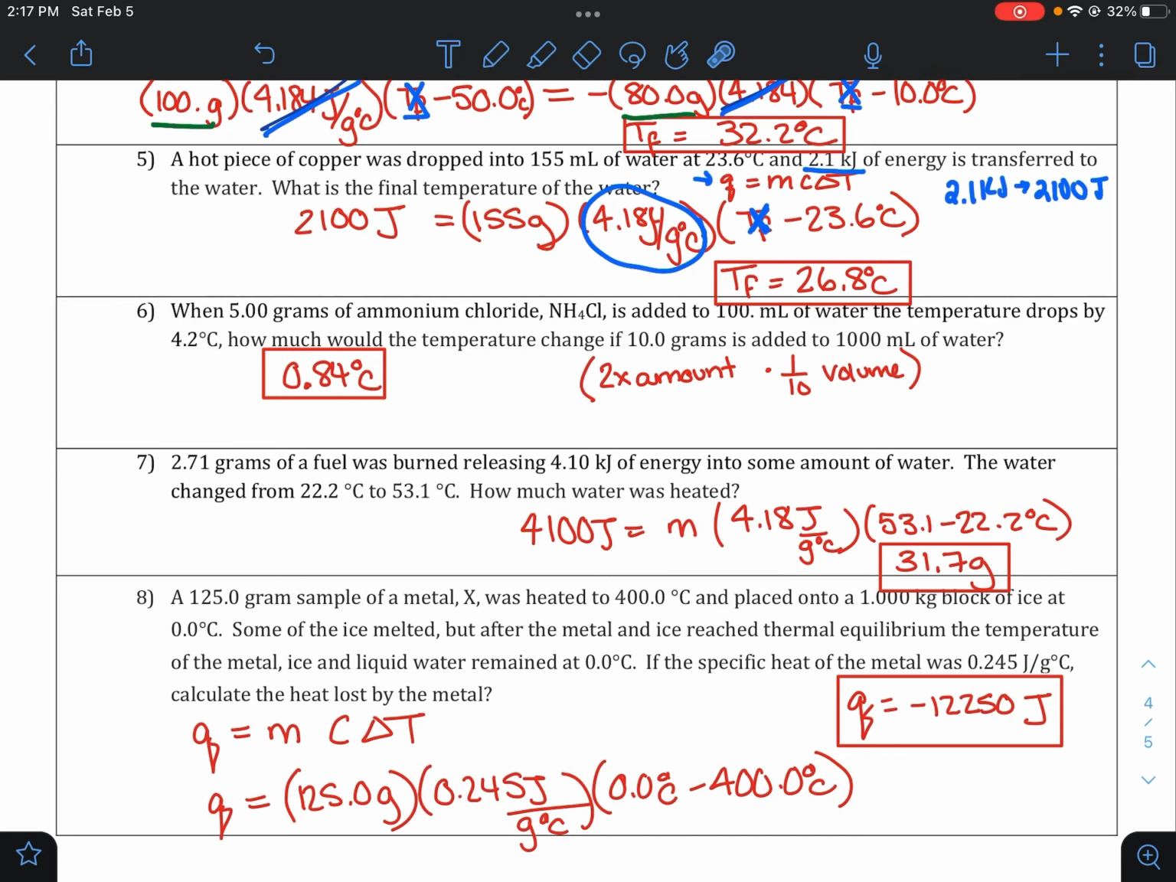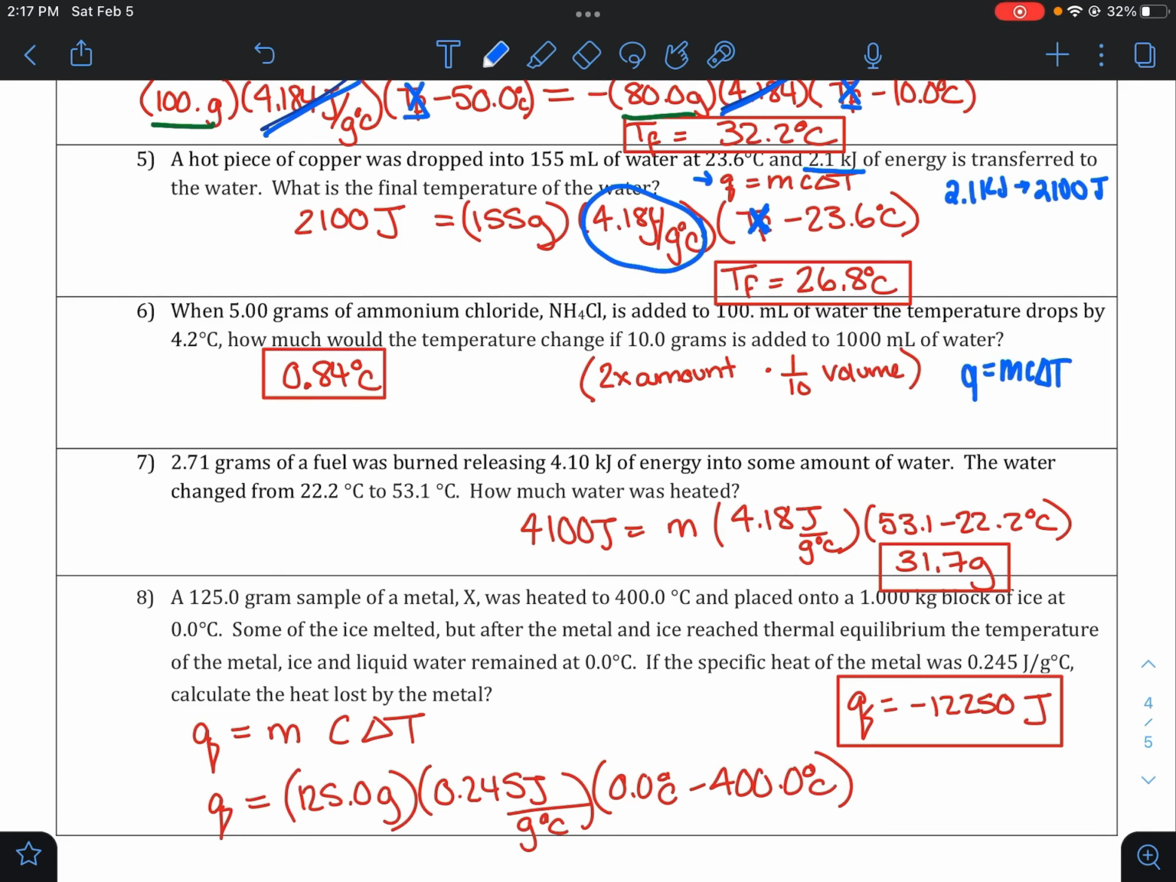The issue is that the amount of water is really large considering the small amount of ammonium chloride: 5 grams in 100 mils versus 10 grams in 1,000 mils. Even though we double the grams, we have a much, much larger volume of water. So the change in temperature is not going to be a whole lot, because again, Q equals MC delta T.